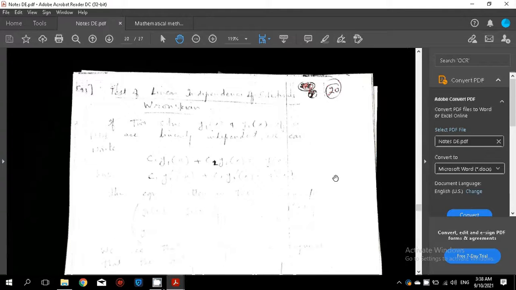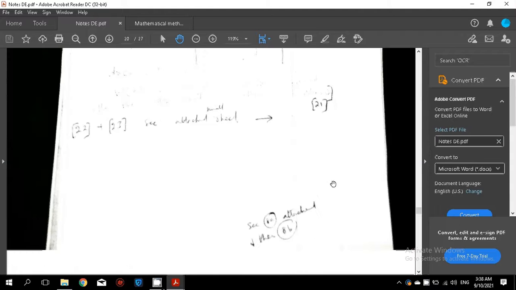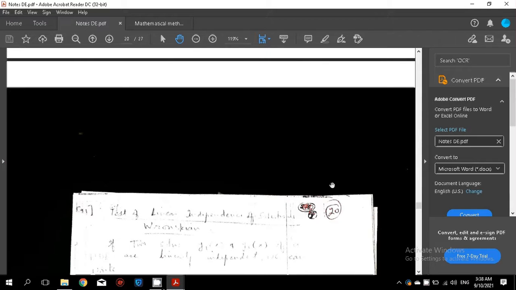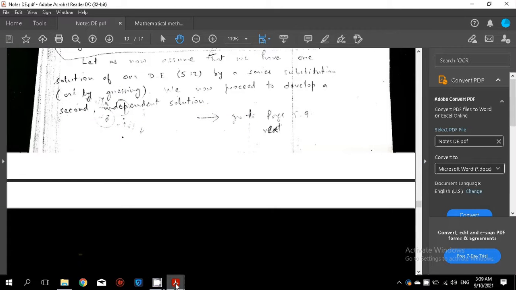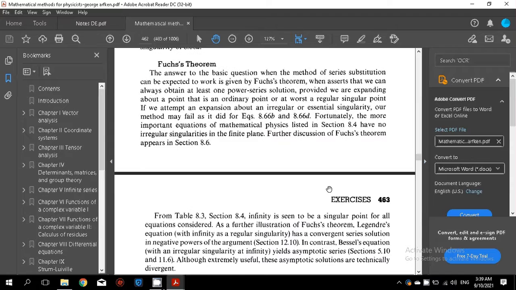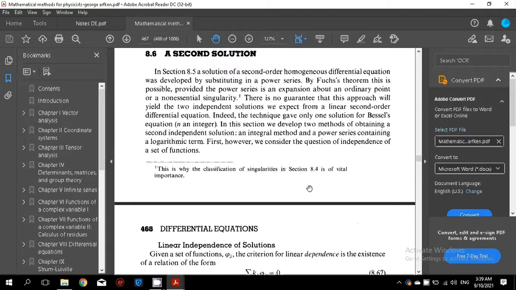Okay, so we move on further, and well, one page is missing here, which I have not included, but you can find that page from my notes, and from that page you will see that the expression for the second solution is given by this one. Let me see if I can find this from the book. No, it is not from this book. Okay, this is the second solution.